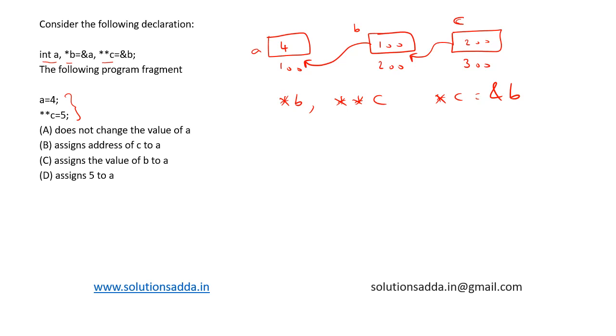So what happens here is that a is initially 4. Now **c means *c, it means the content of c. It will be 200. 200 will be pointing here and will reach here. Then the next star means it will move to 100. 100 will be reaching here. Then it will modify the value and make it 5. So finally the value of a will be equal to 5. Now based on the options, option D, assigns 5 to a, is the right answer.